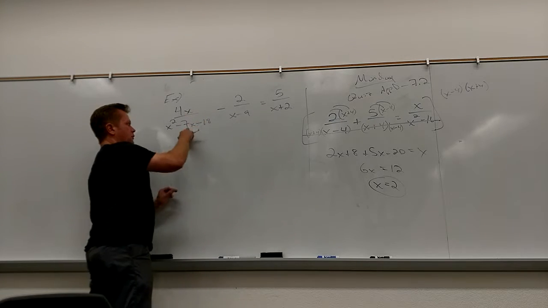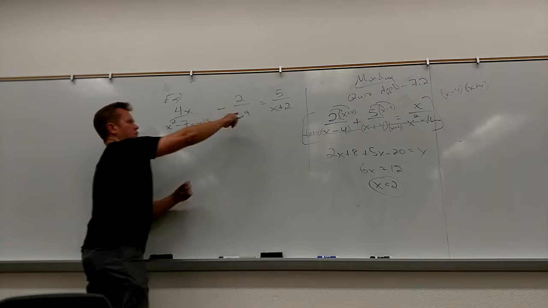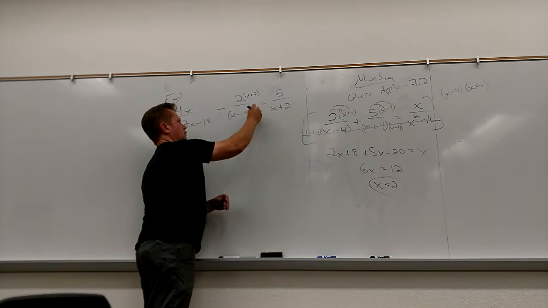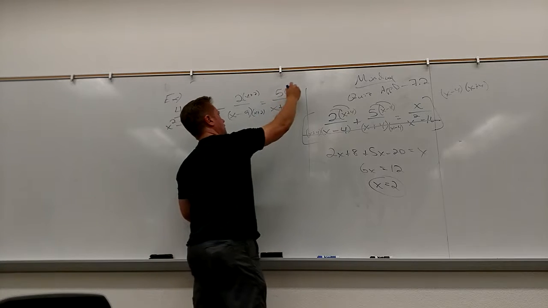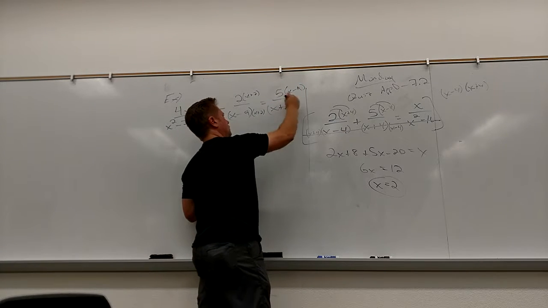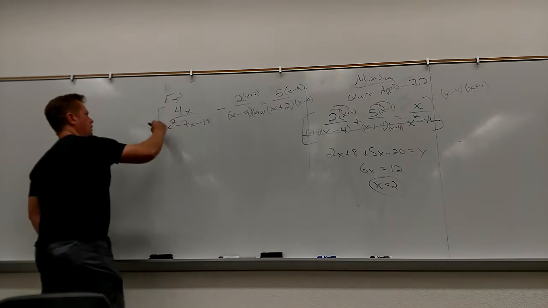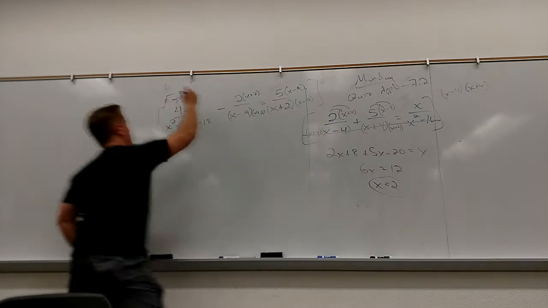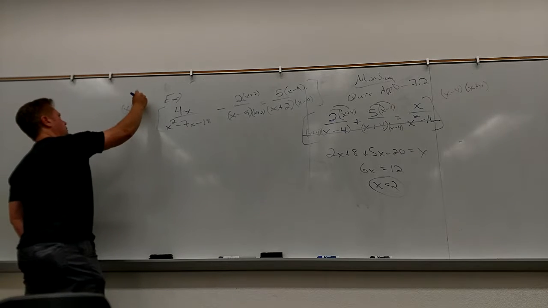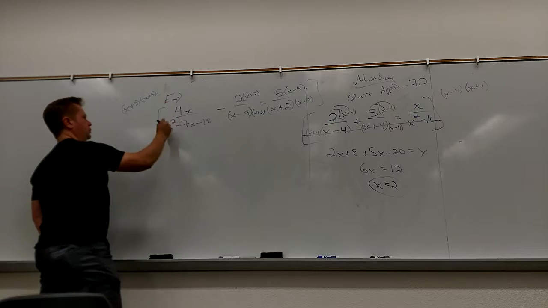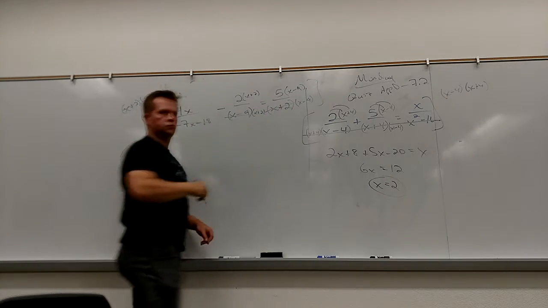So then what's he missing? Nothing. What's he missing? x plus 2. And what's he missing? x minus 9. So then I multiply both sides by x plus 2, x minus 9, so they cancel everywhere. Cool.